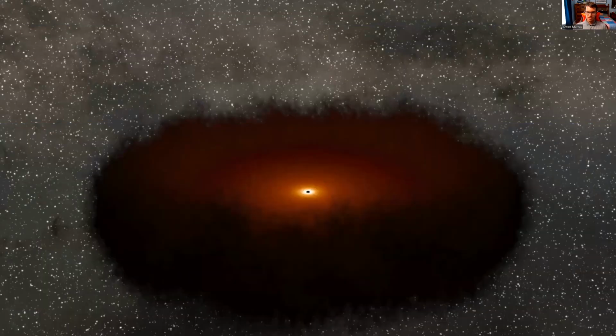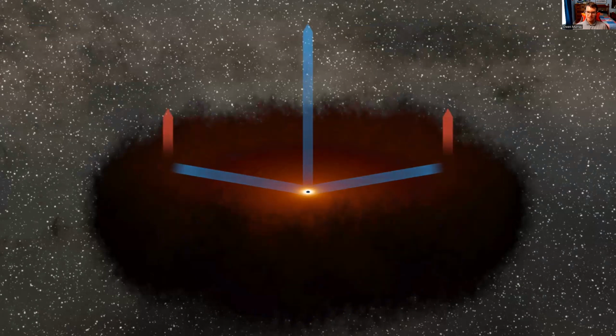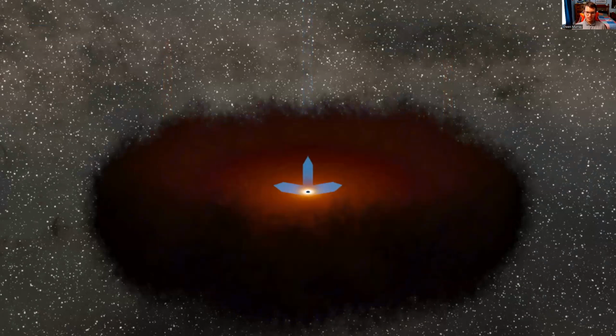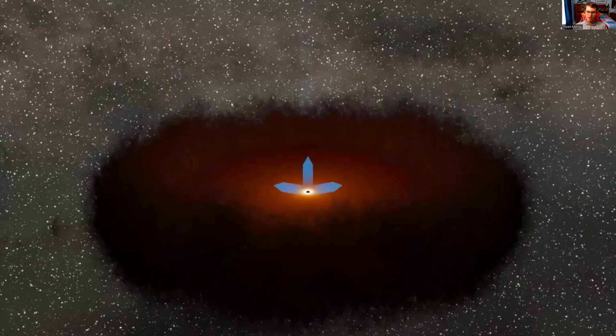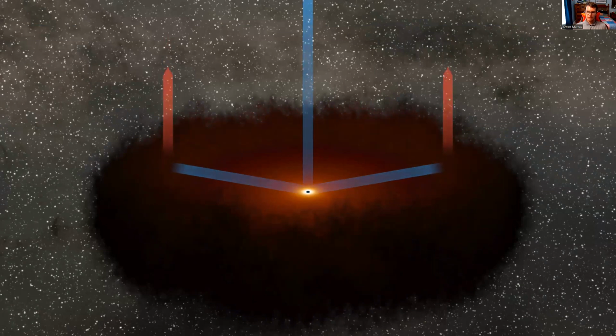This is an illustration of what exactly reverberation mapping does, as the energy emitted from the accretion disk is shot outwards. It bounces off the cold disk of the broadline region and is then re-emitted towards the observer with a time delay of several days to up to a year, depending on the size of the accretion disk and the broadline region.